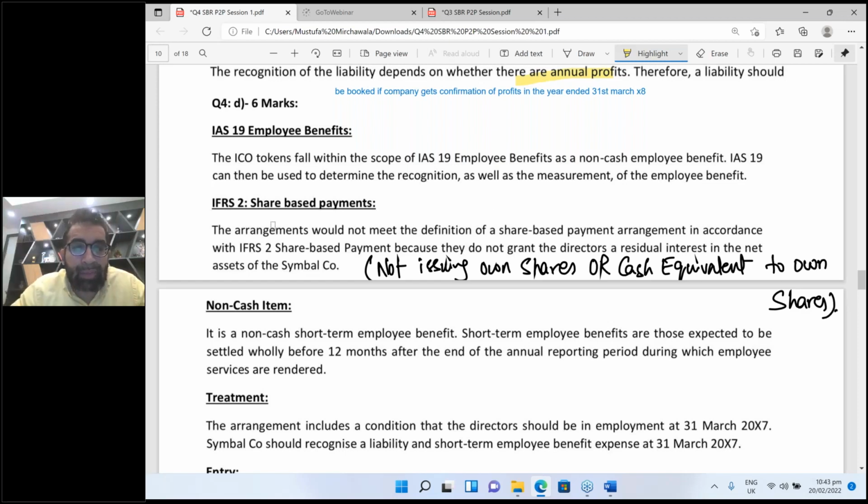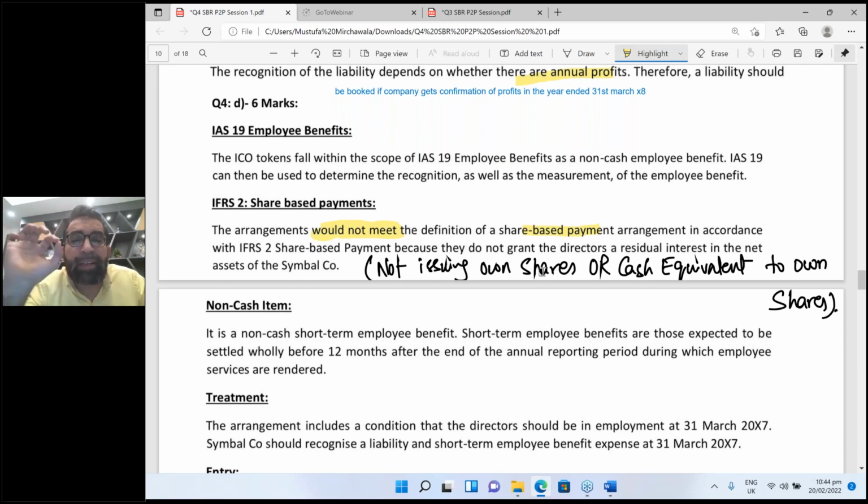Now, this was the quiz of the day, the turning point of the day. You guys forgot, I asked the quiz today 1 hour before. The arrangement would not meet the definition of a share-based payment arrangement in accordance with IFRS 2, because they do not grant the directors a residual interest in the net assets of Symbol company. That means we are not issuing our own shares.